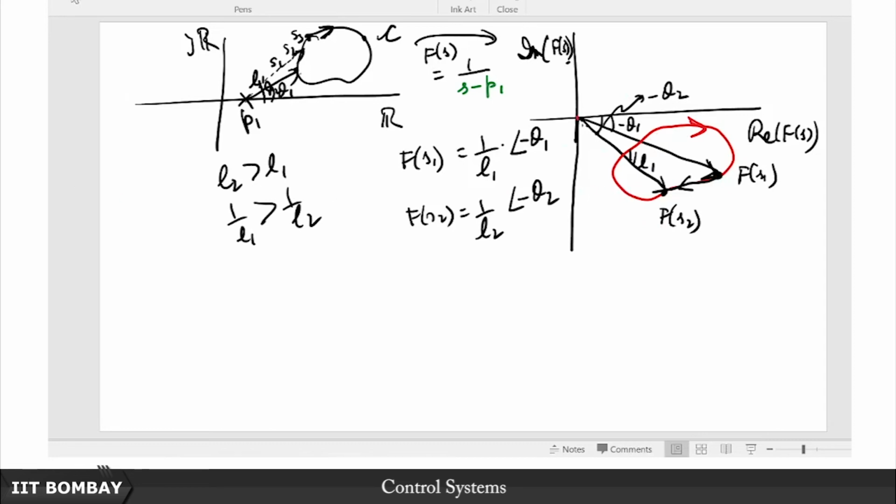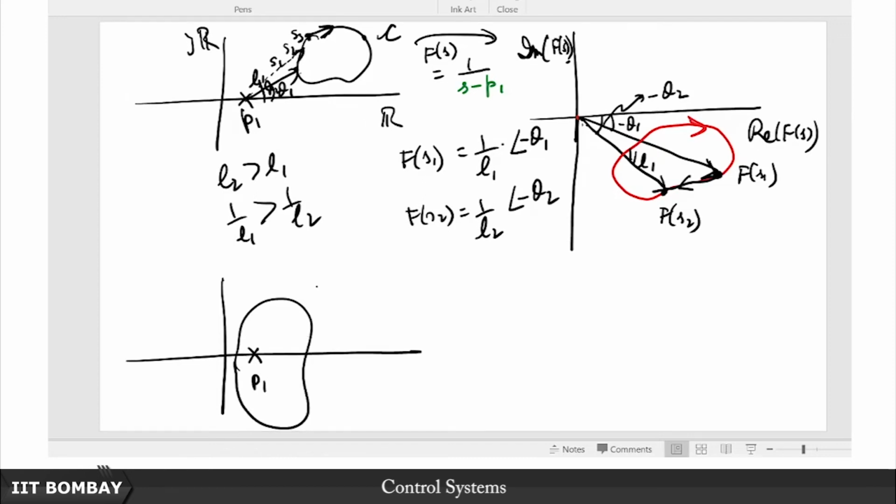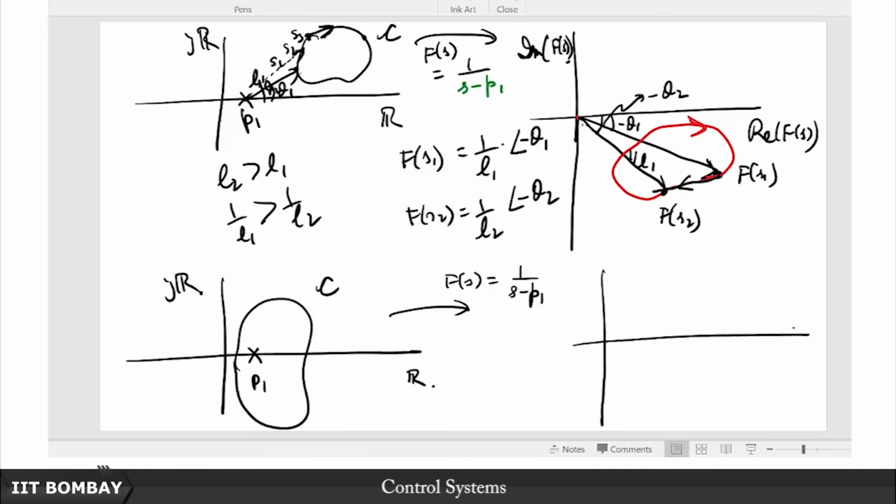What about the last case that we are going to consider, which is when we have this same contour here, or rather, okay, let me draw a different contour, let me keep the pole like this, the same P1, and let me draw this sort of a contour like this. So, this is my contour C, this is R, this is J of R. And now I am going to again pass this through Fs, which is going to be 1 by S minus P1 as before, and I am going to try and draw this and see what this contour looks like in this case.